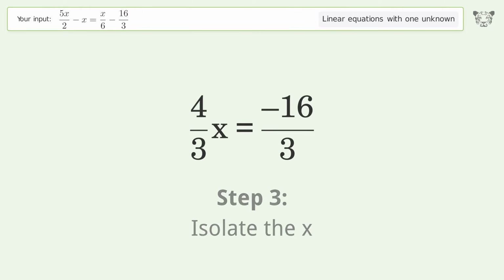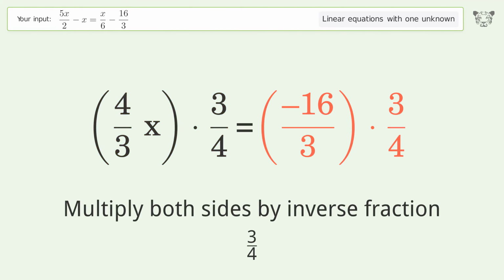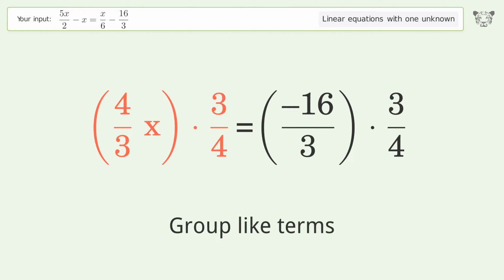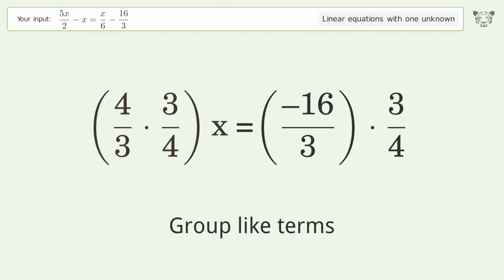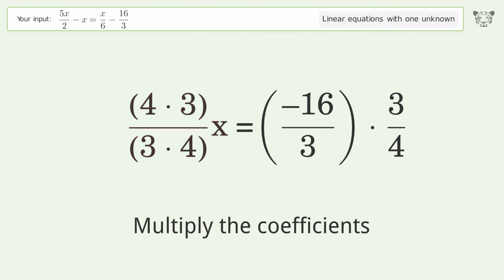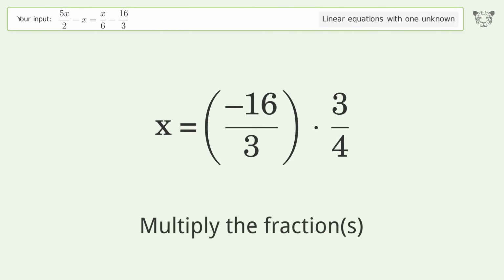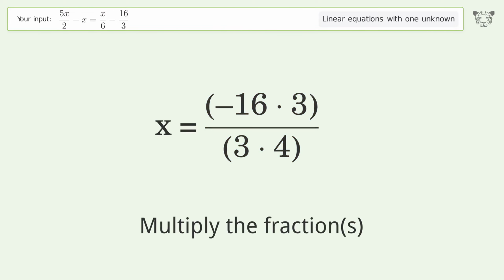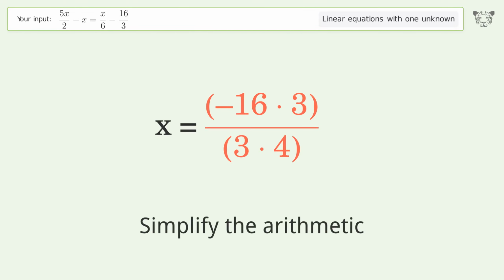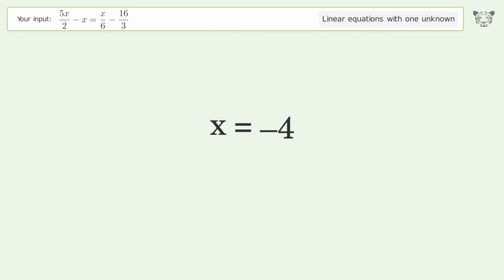Isolate the x. Multiply both sides by inverse fraction 3/4. Group like terms. Multiply the coefficients. Simplify the fraction. Multiply the fractions. Simplify the arithmetic. And so the final result is x equals -4.